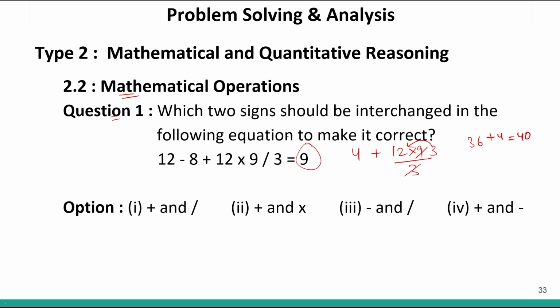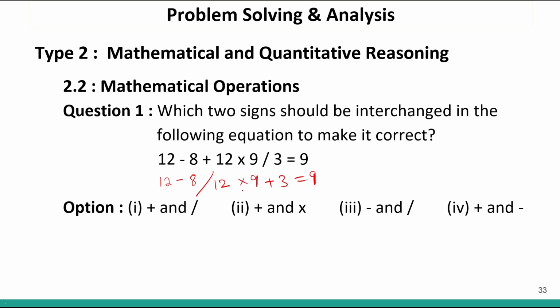How do we have to rectify it? We have to change 2 signs, interchange them with each other to get a correct statement. So whenever you get a question like this, just start answering from the options. This is the easiest way. So if I take options, okay, the first option says plus and divide. So if I interchange plus and divide, I'll write my equation something like this. 12, this is divide, into 9 plus 3 is equals to 9. This will be my equation. I have interchanged plus and divide. Correct? Now I'll solve this to find whether this is true or not.